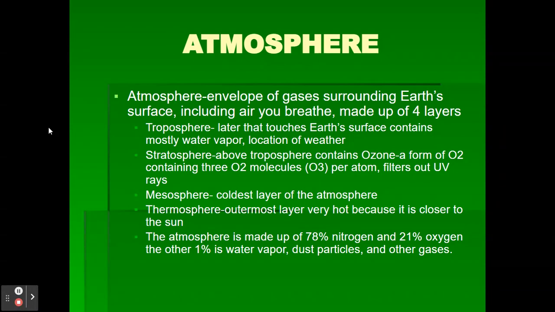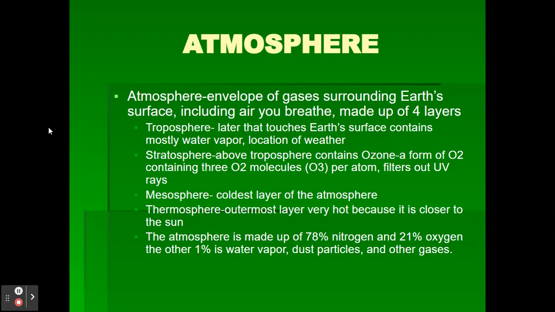Now, the next one is going to be the atmosphere. And the atmosphere is all the gases that surround Earth and make it so that we can breathe. The atmosphere does a few different things. So to understand what the atmosphere does, you have to understand that the atmosphere is made up of 4 to 5 different layers. The 4 main layers, starting at Earth's surface, is going to be the troposphere, which has mostly water vapor, a lot of weather.